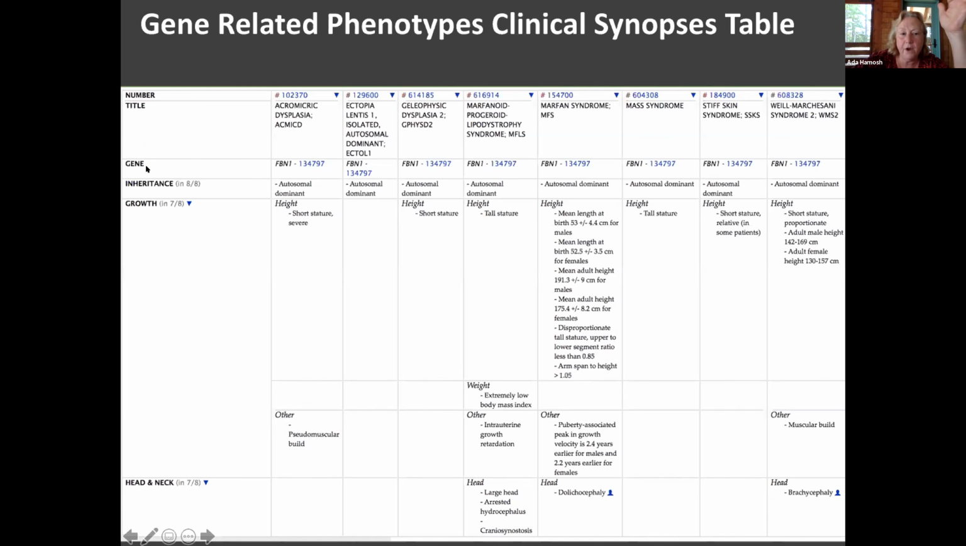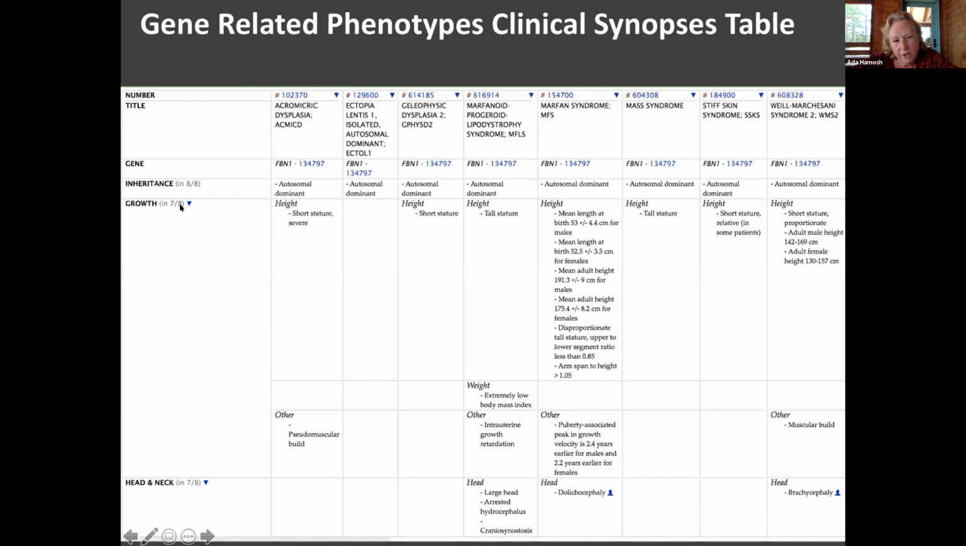And then it goes from there on down: inheritance, growth, head and neck, and so on, with the upper level entries that are fixed and, if present, included in a clinical synopsis in OMIM. And you can look side by side and see if they're similar or different.